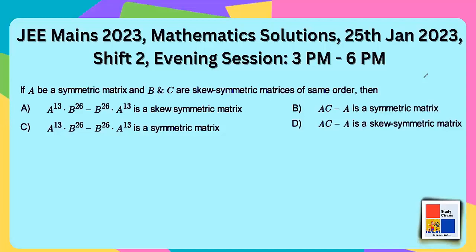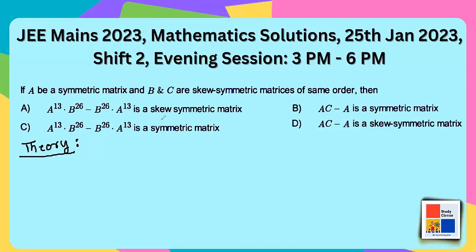So here we have a question: if A is a symmetric matrix and B and C are skew-symmetric matrices of the same order, then you have to find the correct option from these four. Before approaching the question, let me tell you the required theory part, the rules or properties of matrices that we have to know in order to solve this question. I'll tabulate the properties that you should be aware of.